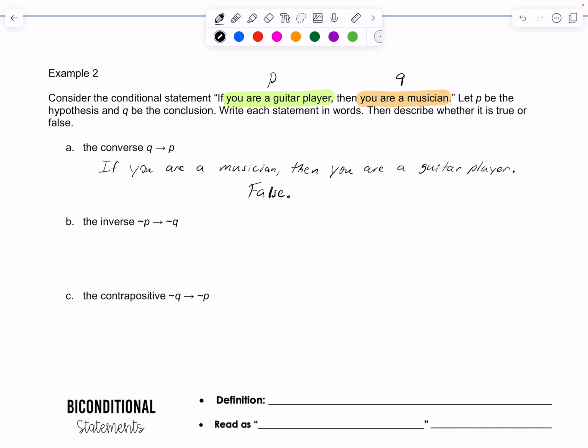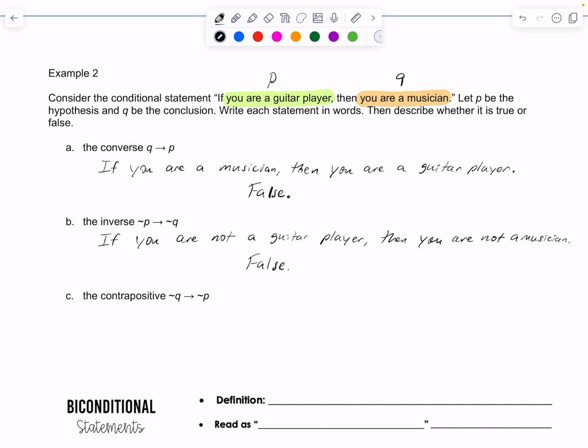Okay, let's do the inverse. So going back to the P then Q, but we've got to put a "not" in front of each of them. So if you are not a guitar player, then you are not a musician. Okay, so thinking about this one, if you're not a guitar player, then you're not a musician. Again, you can still be a musician even if you are not a guitar player. So this is also, like the previous one, going to be false.